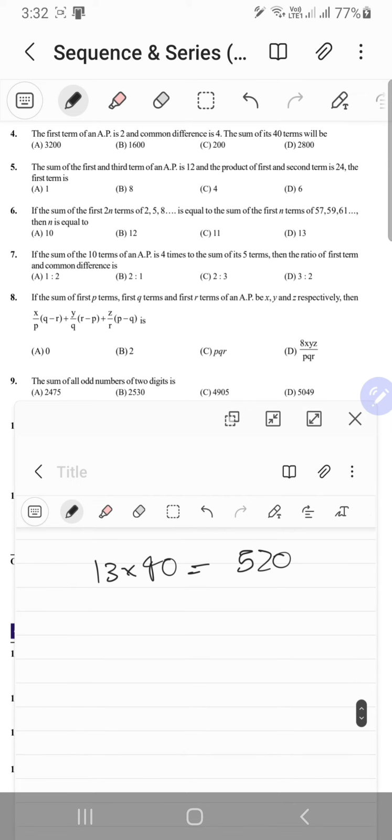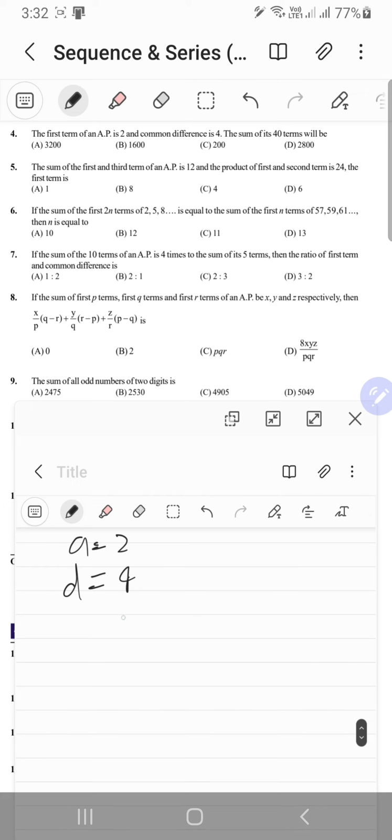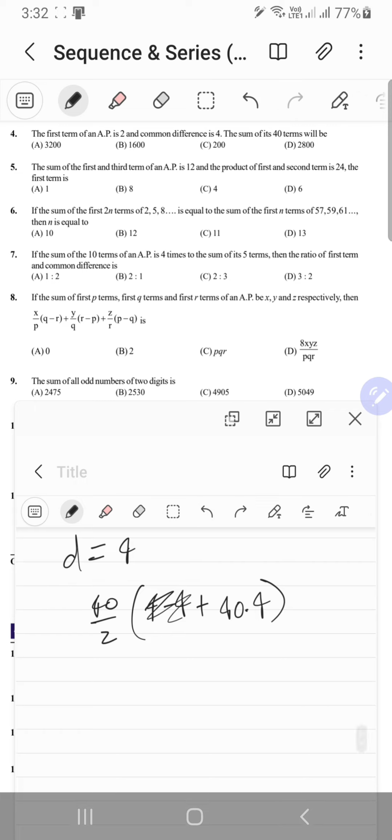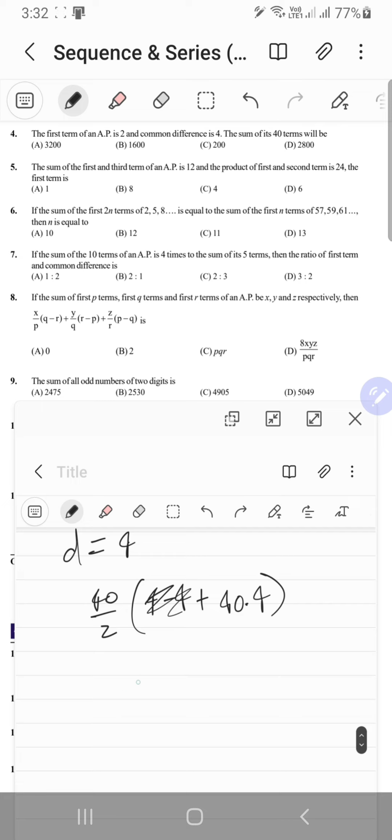Next, the first term of an AP is 2 and common difference is 4. The sum of its 40 terms will be, so first term is 2, common difference is 4. What kind of question is this? This is stupid. Okay, sum of the first 40 terms, so 2a minus d plus n, which is 40, times d. This cancels. Yes, so it's 40 squared into 2, so it's 1600 into 2, 3200.